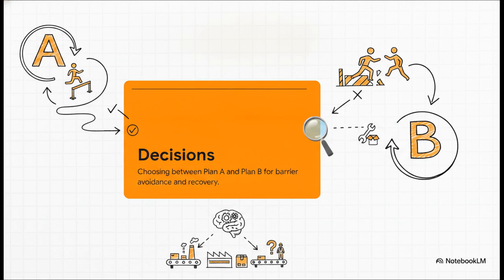And finally, the third D, decisions. This pinpoints exactly how the expert locks in their final choice. Do they execute plan A to totally avoid the barrier? Or do they have to drop back to plan B to recover because the problem was unavoidable? By documenting this exact thought process, we make sure novices aren't left relying on super costly trial and error out on the floor.